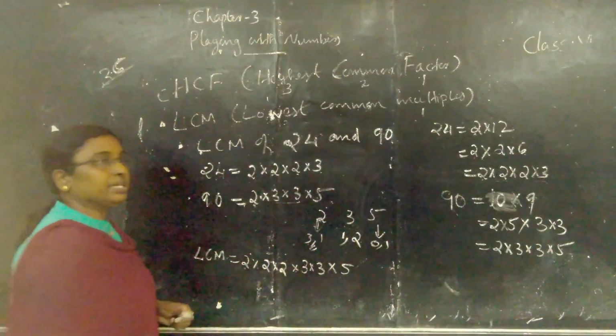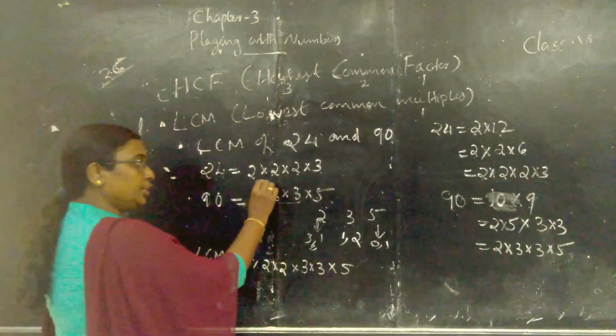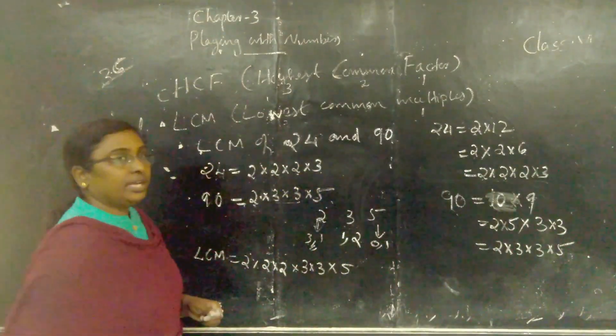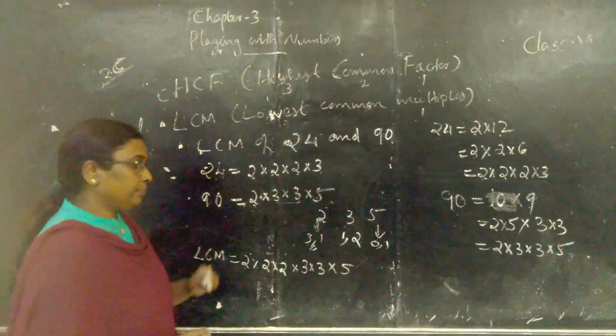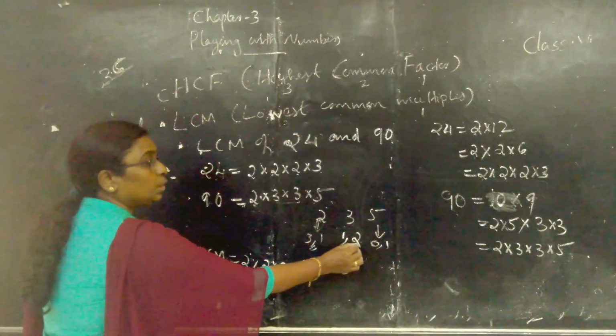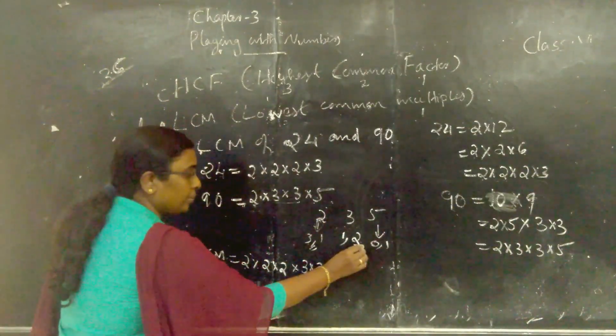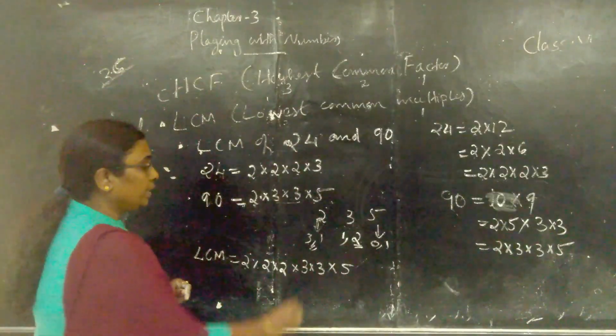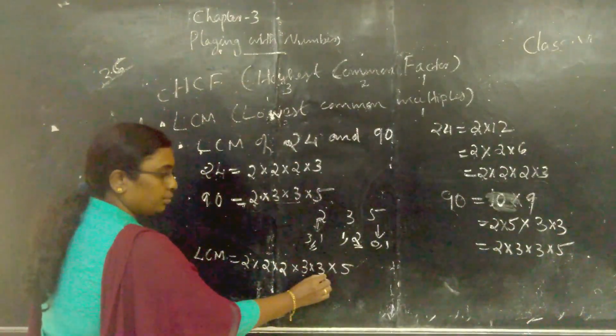The next prime number is 3. In 24, how many times does 3 occur? 1 time. In 90, how many times does 3 occur? 2 times. So the maximum number of times is 2, so we take 3 into 3.